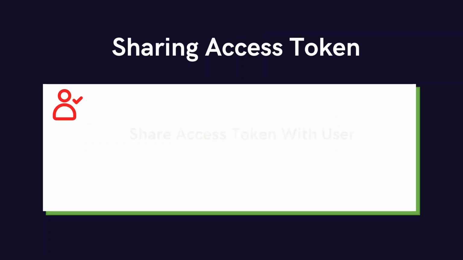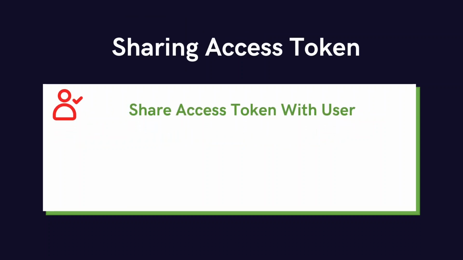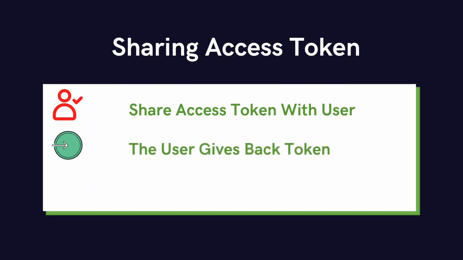Now we need to share the access token. We share the access token with the user after the credentials are verified, and then we need the token back from the user to verify the details and send them the details. After we get the token back and verify it, the verification completes, and then we provide the access to the user.